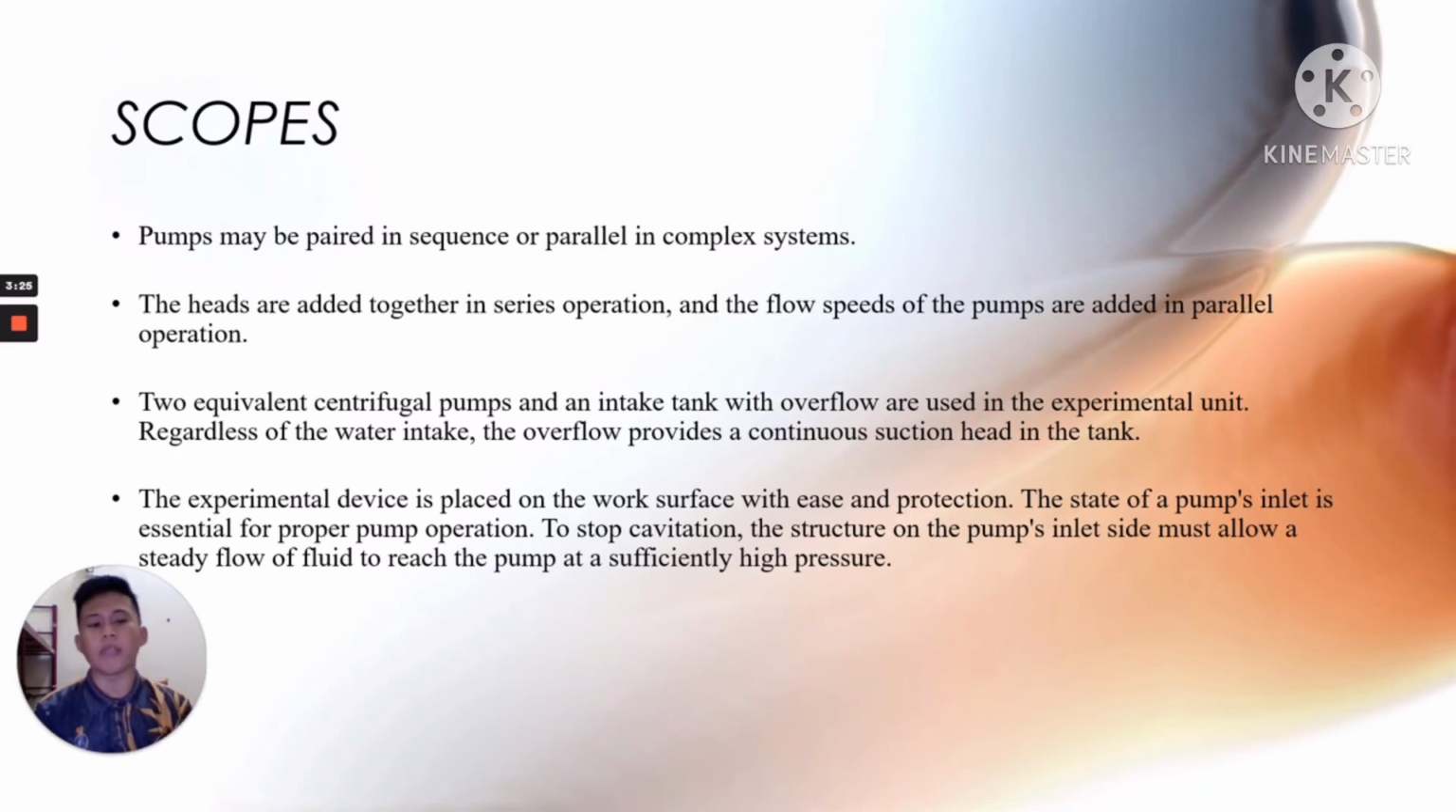The state of the pump inlet is essential for proper pump operation. To stop cavitation, the structure of the pump inlet side must allow a steady flow of fluid to reach the pump at sufficiently high pressure.